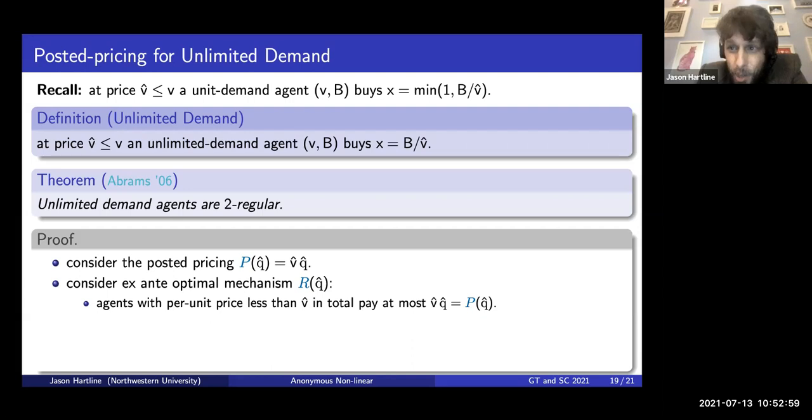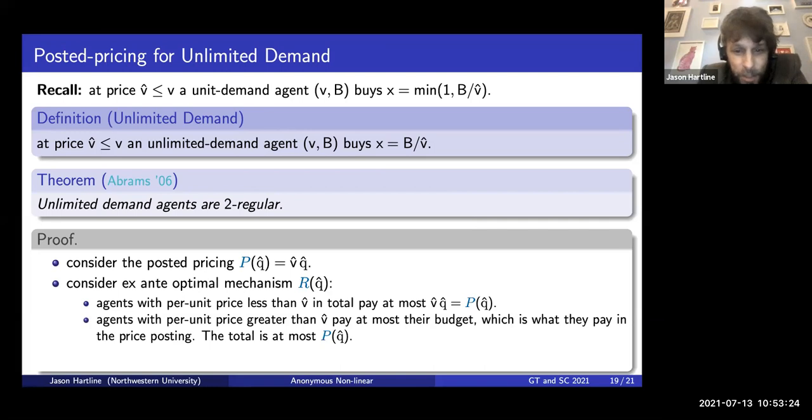Okay, so agents with a per unit price less than V hat, well, we only have Q hat units that we're selling, and we're selling to these agents with a per unit price less than V hat. So the most we can get from them is V hat Q hat, which is if we increase the per unit price that we were selling to them to V hat and sold all Q hat units that we have. But that's exactly equal to this posted pricing revenue.